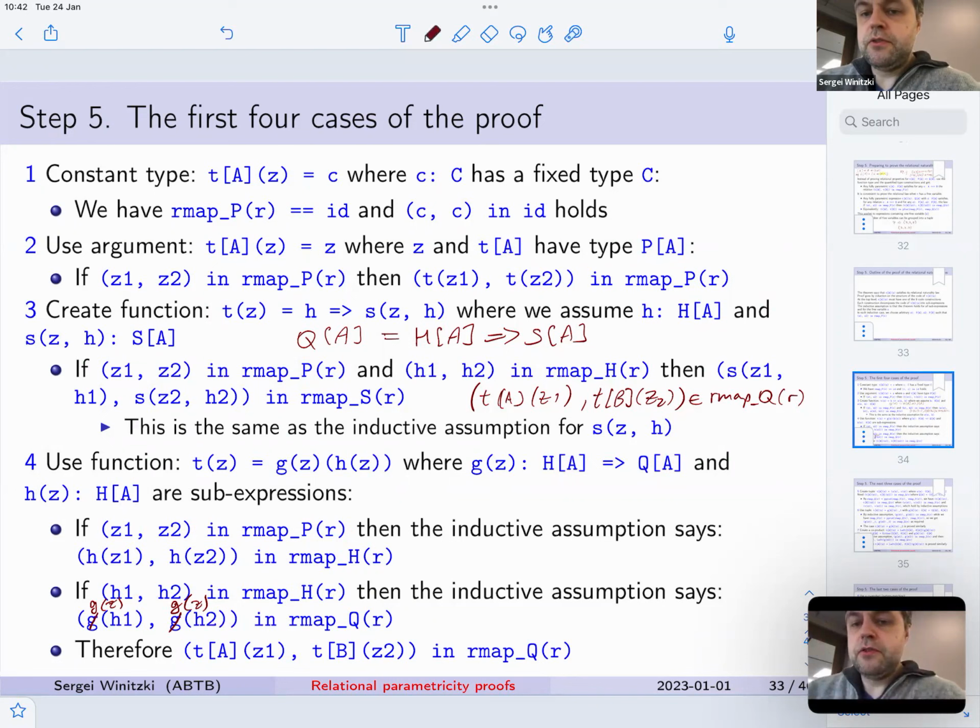Because here's z1, z2, g of z1, h1 is the same as t of c1. So that's, for example, and that's therefore the same as what we need to prove.